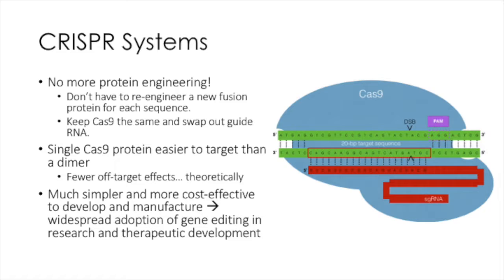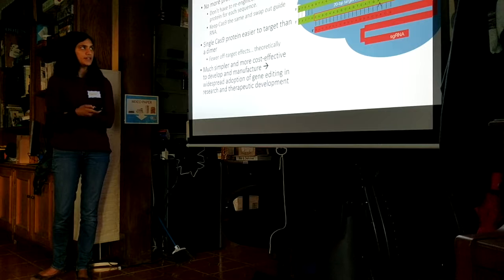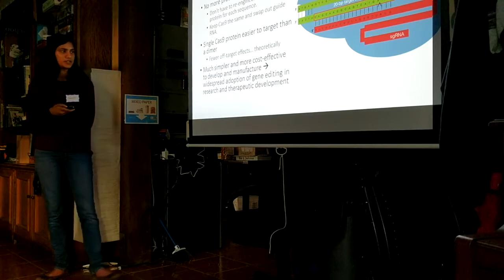Also, the single Cas9 protein was easier to target than the dimer. You don't have those problems of having two left sequences or two right sequences in a different place. So theoretically, this should give you fewer off-target effects. In practice, Cas9 was slightly more promiscuous than was hoped at first, but we've made improvements. But the main thing is it's much simpler and much more cost-effective to develop and manufacture just new RNA strands rather than having to re-engineer a new fusion protein.